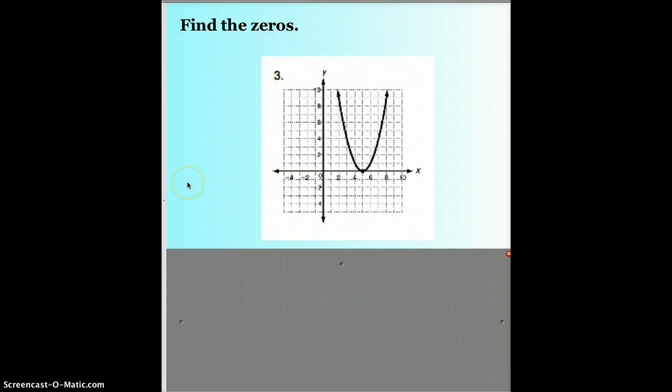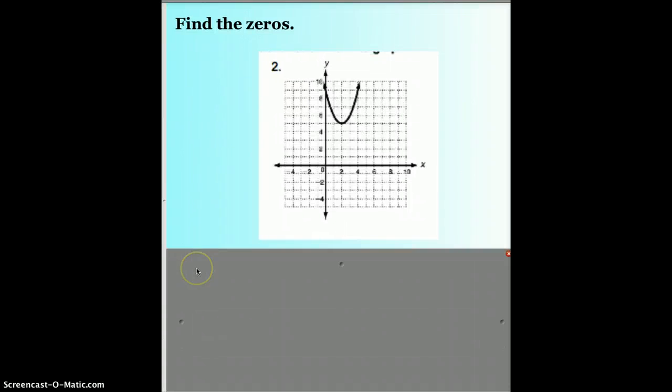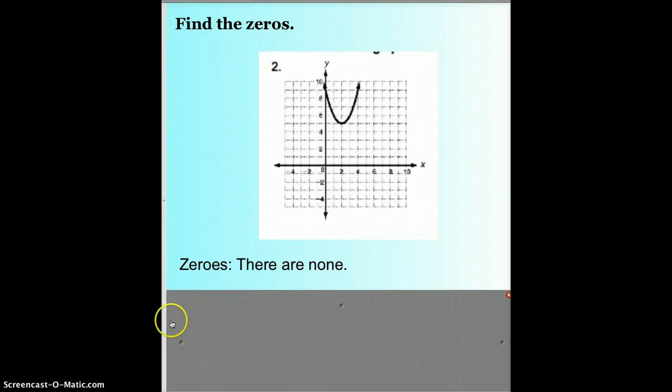Here's another one. We see here that we only have one zero. The parabola only crosses the x-axis at one point, at 5. So basically (5, 0). In a final example, we see that there are no zeros. Though this graph crosses the y-axis, it does not cross the x-axis, therefore there are no zeros.